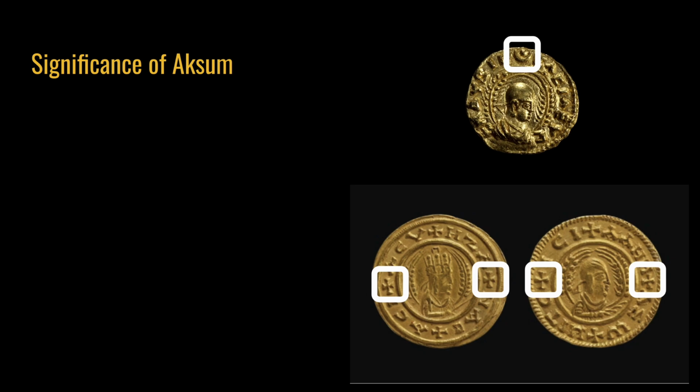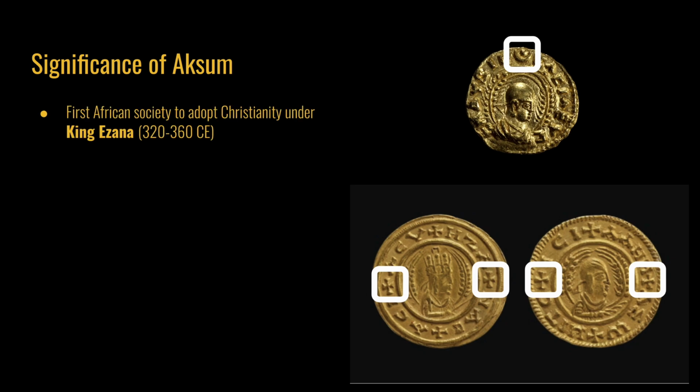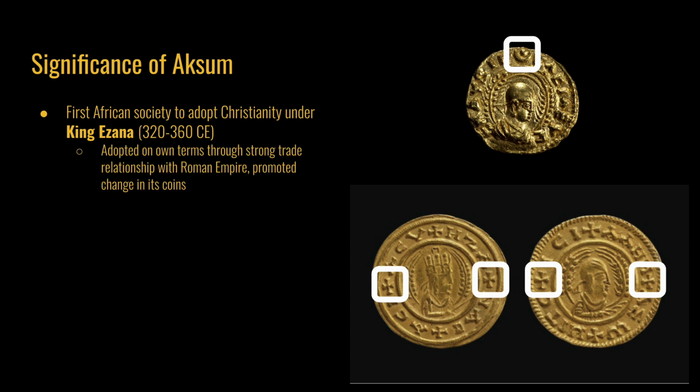Starting with the significance of Axum, it was the main trading empire in East Africa and the first African society to adopt Christianity under King Ezana between 320 and 360 CE. This adoption was significant because it was done on their own terms, not forced upon them due to their relationship with the Roman Empire. They promoted the change in their coins used across the Indian Ocean, marking them with crosses.